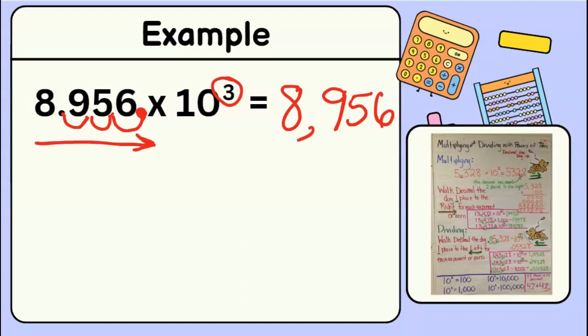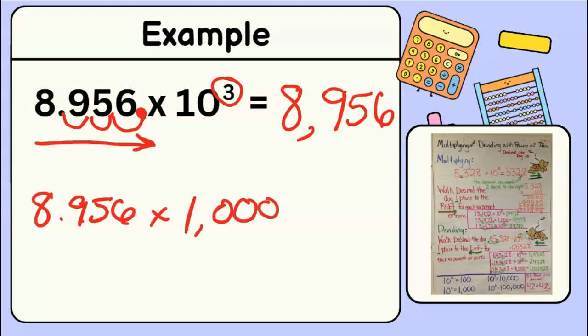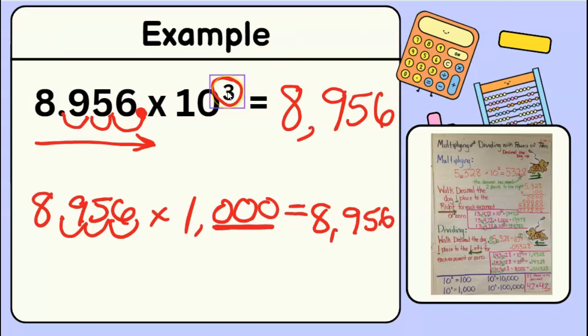Essentially, this also is 8.956 times 1,000, which these zeros tell me the same thing. It's 3 zeros, so I'm going to walk it over 3 places, and I get the same thing. If this exponent was 5, I would walk my decimal point 5 places. If it was 4, I would walk it 4 places. Same steps every single time.